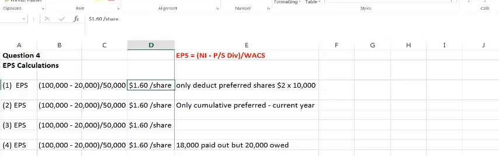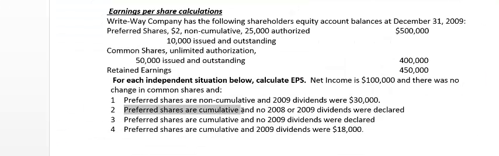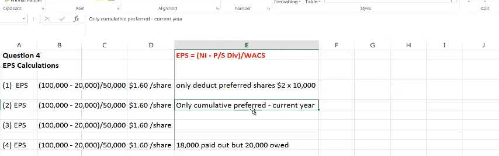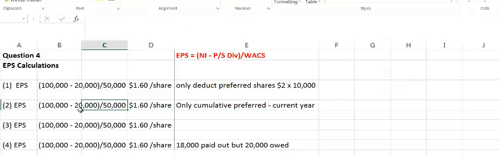Now, let's look at the second question, and it says, what if the preferred shares are cumulative? And we had 2 years in arrears, the current year 2009 and the previous year 2008. Well, don't forget the rule when they're cumulative. What that says is that if they're cumulative, you deduct the current year's entitlement whether they're declared or not. Well, the current year's entitlement is $2 a share times 10,000 shares, but we're only deducting the current year whether it's declared or not.